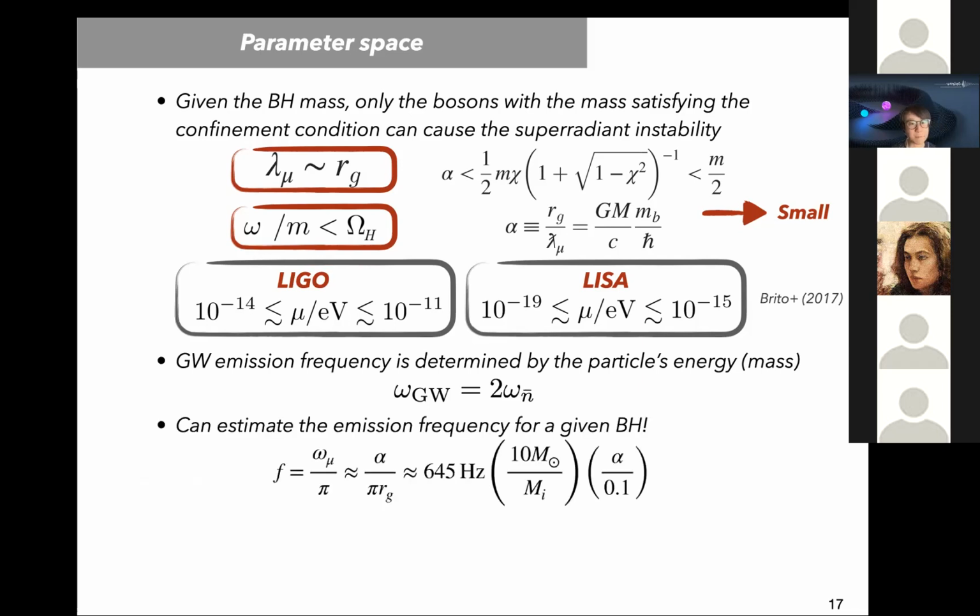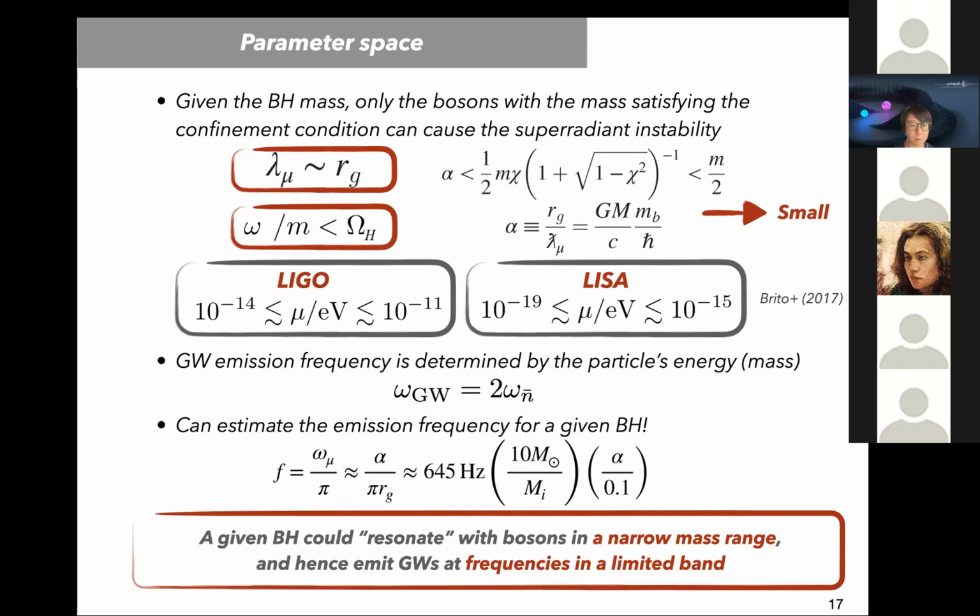So that means for a given black hole, we can estimate the range of boson mass and the emission frequency of gravitational waves. This equation here gives a rough estimate of the emission frequency. So for the fiducial value of alpha and a 10 solar mass black hole, it's emitting in the 100 Hertz band, which is the most sensitive band of our current detectors. So that's really interesting and a clean scenario. So in short, a black hole with a given mass resonates with bosons in a narrow mass range, and then emits gravitational waves at frequencies in a limited band. So from the search point of view, we know what parameter space of these particles we can probe given a black hole, and what frequency band we can search in depth and try to get the best sensitivity out of that.